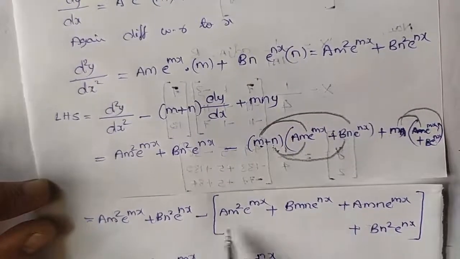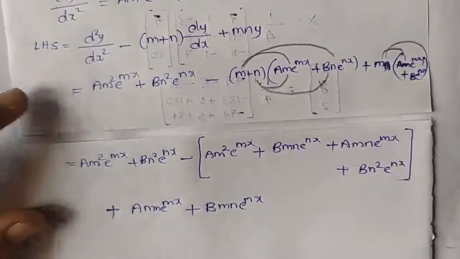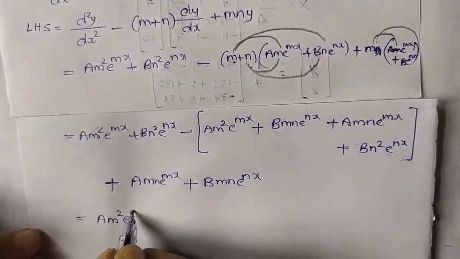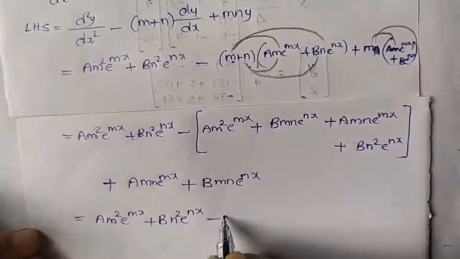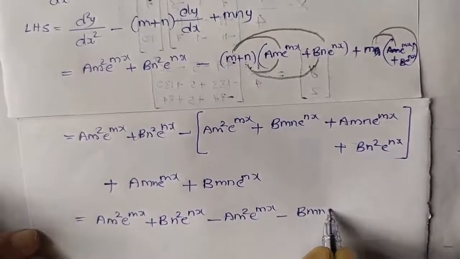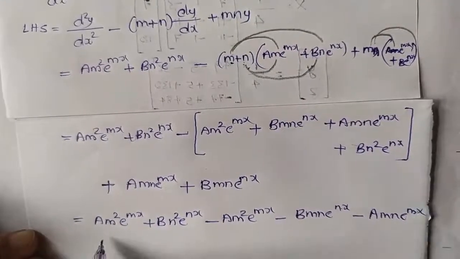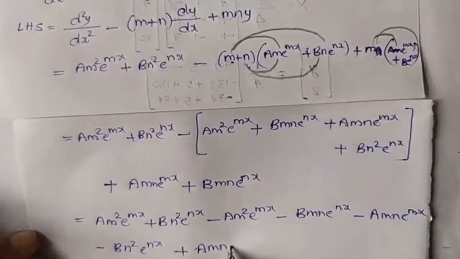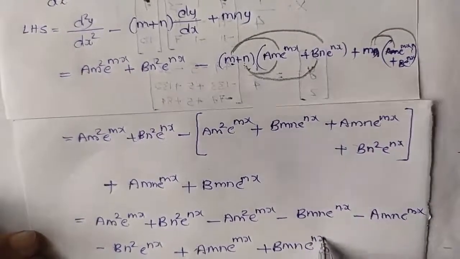Now apply this minus inside these brackets, then minus will become plus, plus will become minus. That equals, write one more step, a m square e power mx plus b n square e power nx. Apply this minus inside the brackets: minus a m square e power mx minus b m n e power nx, again minus a m n e power mx minus b n square e power nx, plus a m n e power mx plus b m n e power nx.